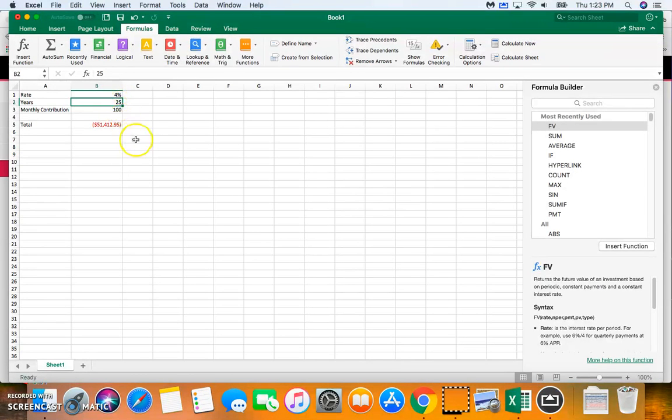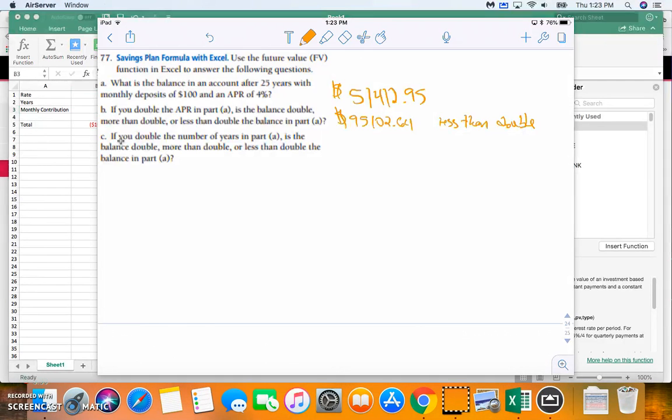It says, what if we double the number of years? Remember that in these investments time is usually one of the more critical variables in increasing our value. The longer our investment, the more time we have to add interest. So time is a big thing. If I double the years from 25, I change that to 50. Notice now our value is $190,935.64, which is much more than double.